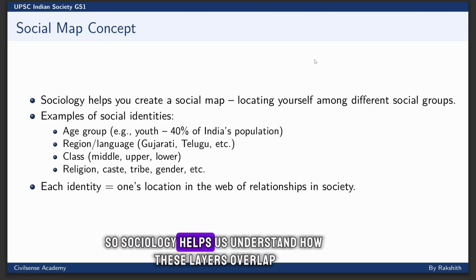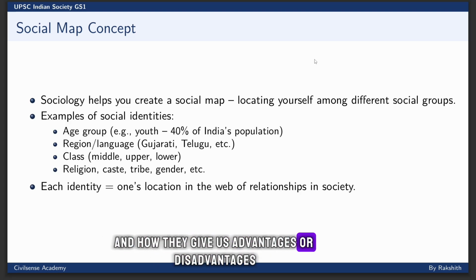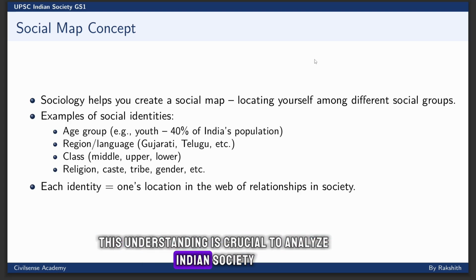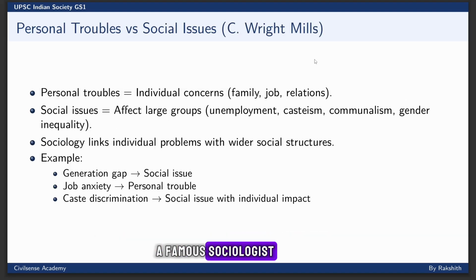So sociology helps us understand how these layers overlap and how they give us advantages or disadvantages, and how different people are located differently in the same society. This understanding is crucial to analyze Indian society. A famous sociologist, C. Wright Mills, introduced this idea.